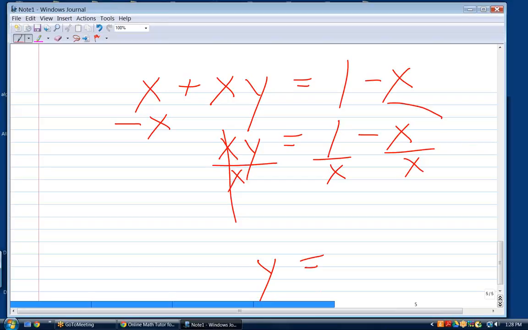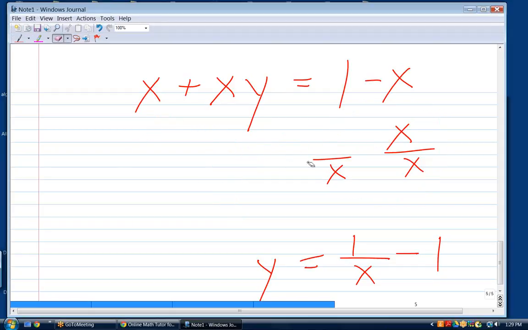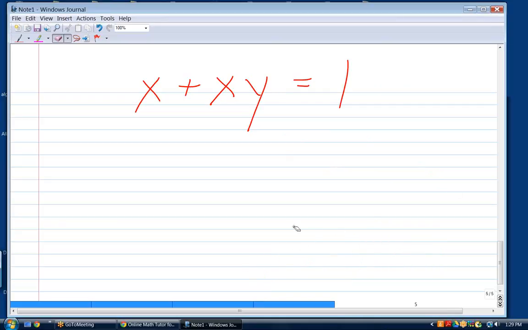What's this become? Simplify that. 1 over x minus 1. Good. Very good. All right. Now, let's make the problem a little bit harder and solve for x. You can kind of see why that's going to make it harder, right?